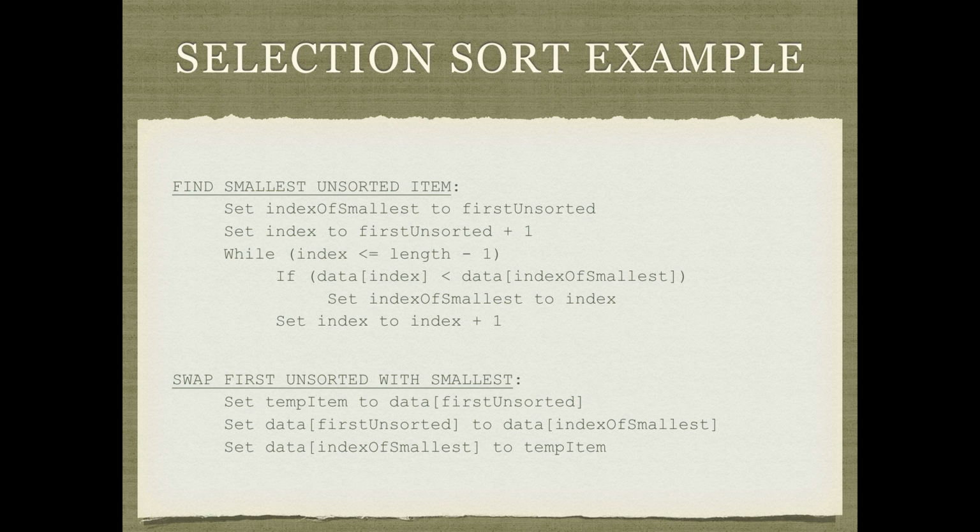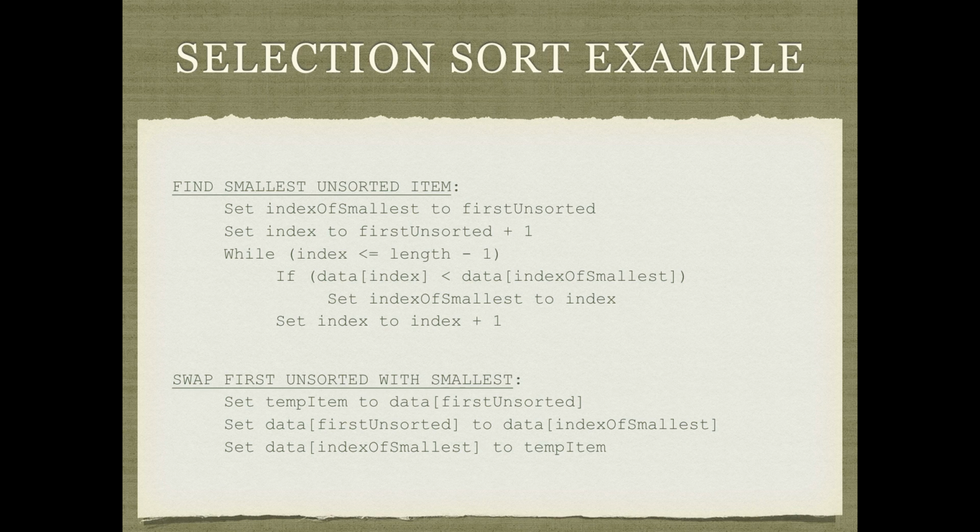So while the comparable index is less than length minus 1, meaning while it's still within the bounds of the array, we're going to look at the data in that comparable index versus the data in index of smallest. So if the value of index is 1, then we're going to compare against the data in index 0. If the data in index 1 is less than the data in index 0, we now change our marker to point to that current index. So now the value of index of smallest is 1.